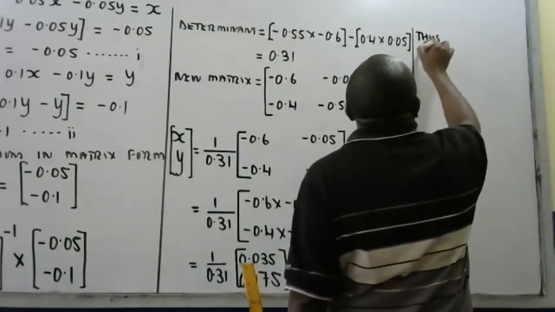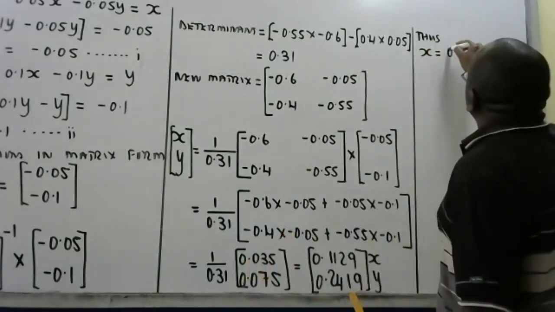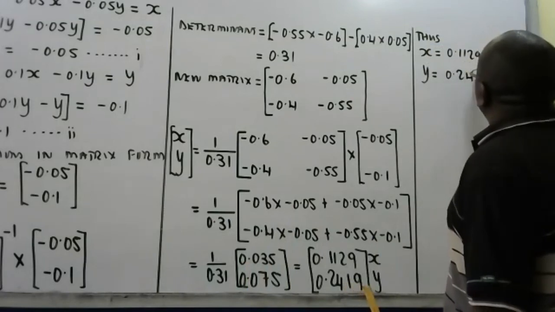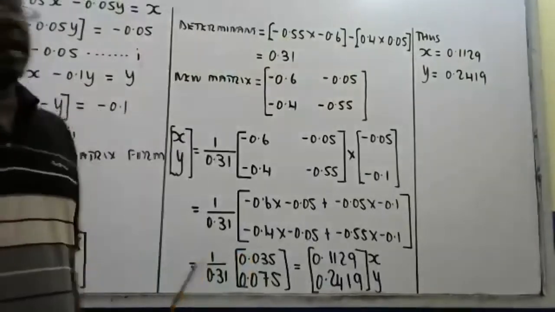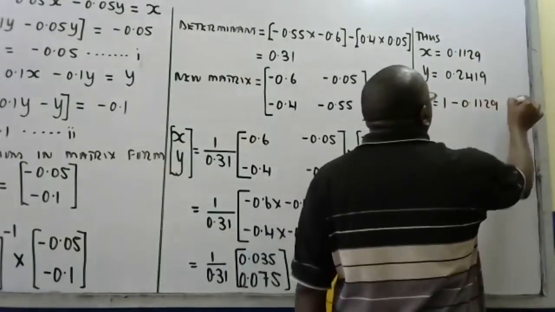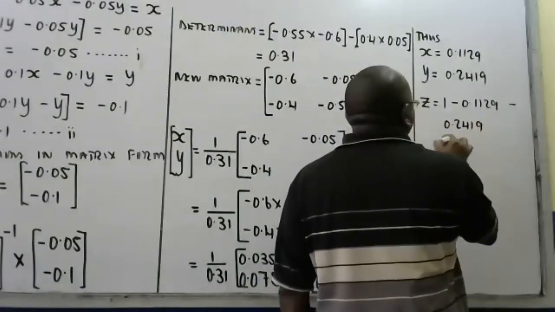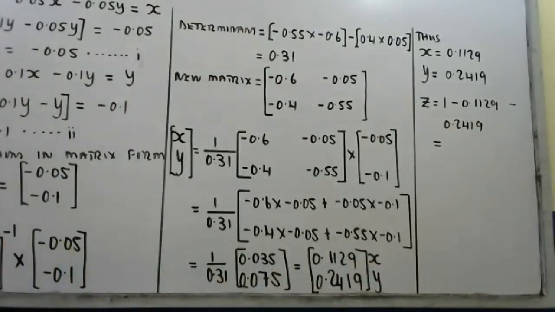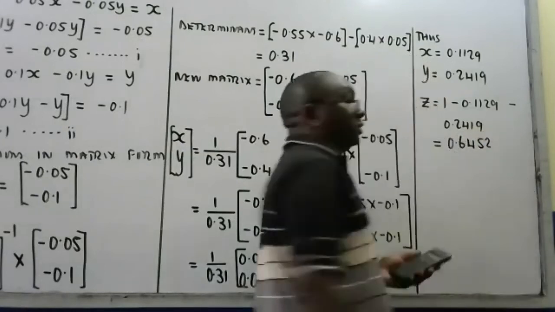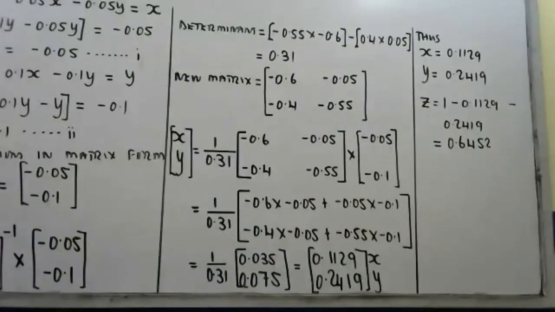Thus, X, we are saying it is 0.1129. Y, it is 0.2419. And Z is equal to 1 minus 0.1129 minus 0.2419, which equals 0.6452. So that is the long run share.